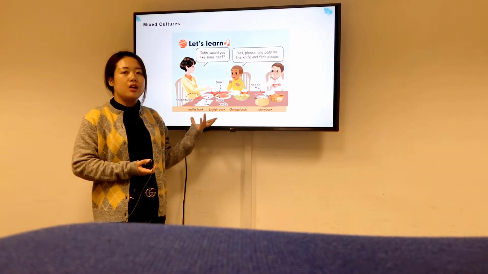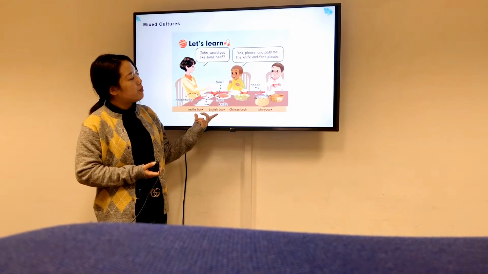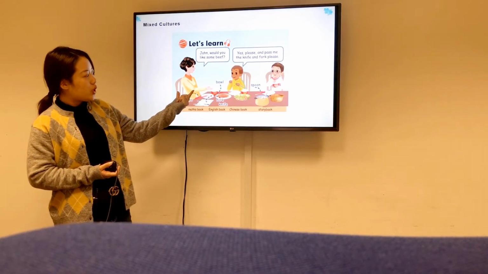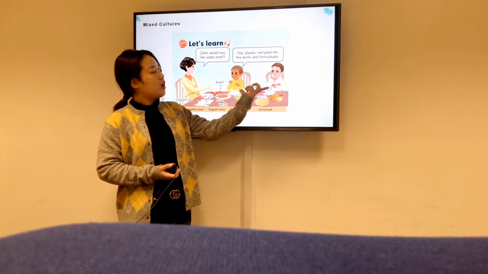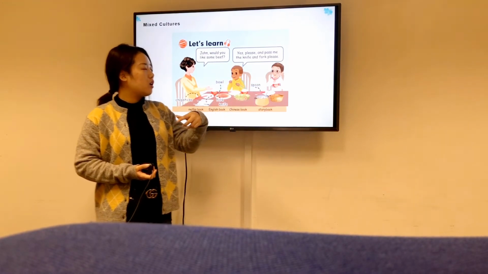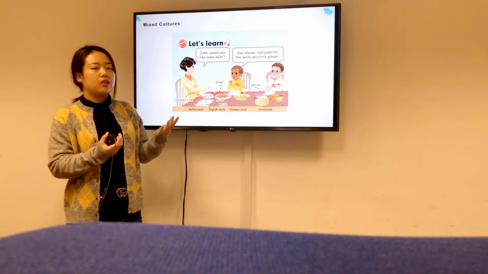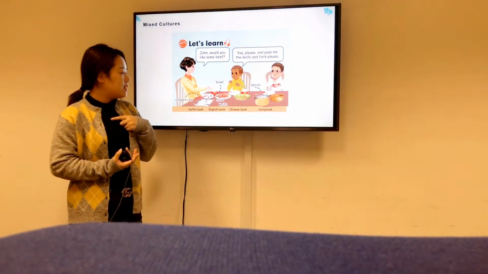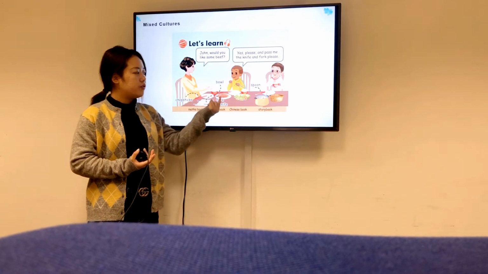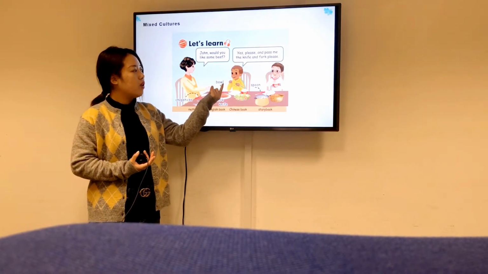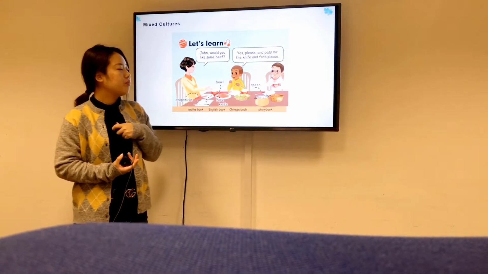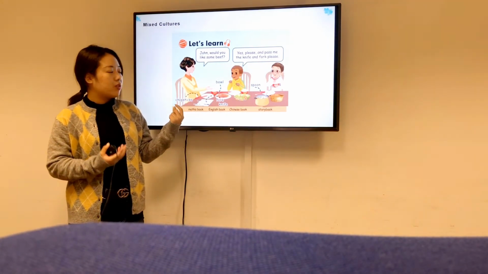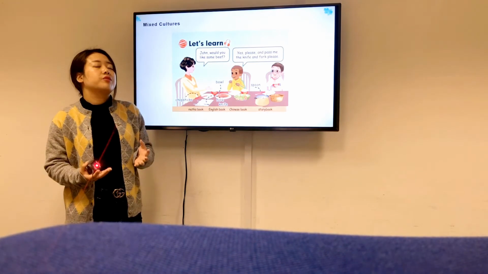Let's see, this is a picture from this book. We can see this is the teacher, and these 2 boys are the students. They are having a conversation. On the table, we can see there are chopsticks, fork, knife, bowl, and spoon. Actually, in this unit they are talking about food and ordering food.